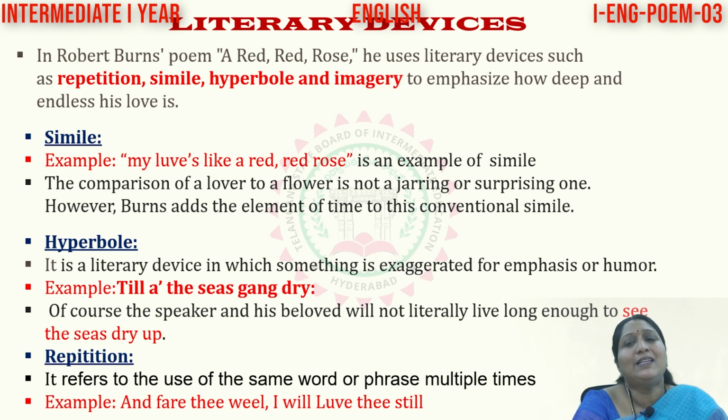Okay. Now let's move on to the next poetic device that is used, that is hyperbole. It is a literary device used to exaggerate something, that is a comparison that is not normal at all. You can see here that in order to compare his everlasting love, the poet uses images such as till all the seas go dry, which is almost impossible, an exaggeration. So we can see that the poet has used hyperbole here.